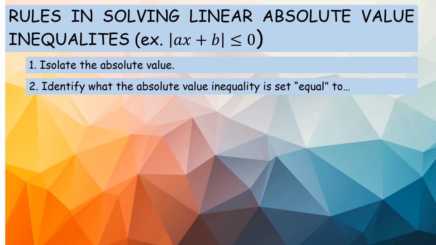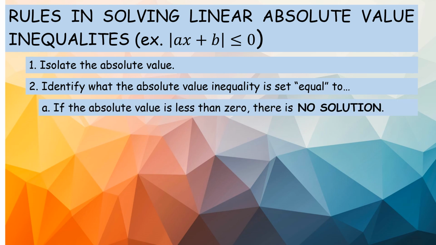Then let's have the rules. So the first one is if the absolute value is less than 0, there is no solution. We all know that the absolute value of any number is positive, meaning greater than or equal to 0. So if your inequality is less than 0, we know for sure there is no solution.